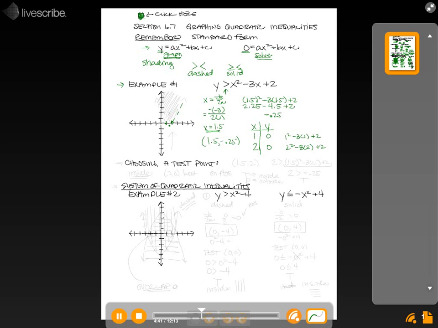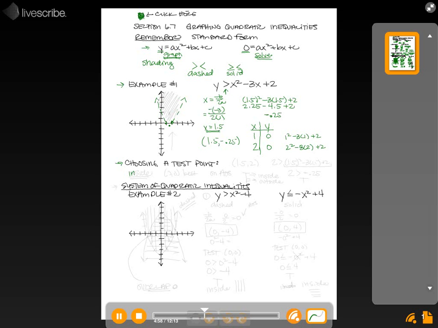Remember, my graph has to be dashed because it's just greater than. And then I'm going to have to figure out how to shade this. And to shade it, I'm going to choose a test point. Now, choosing a test point can be tricky for some people. I'm going to give you some pointers, and I always want you to follow these pointers.